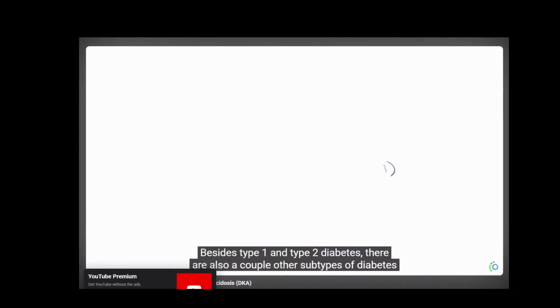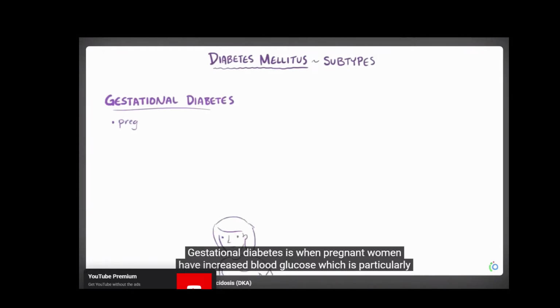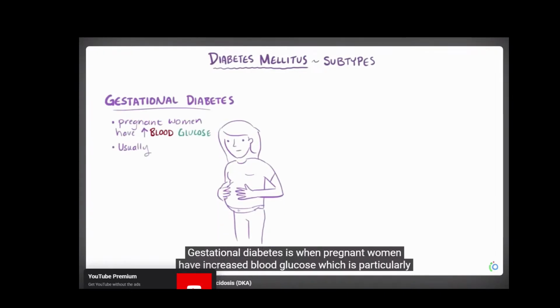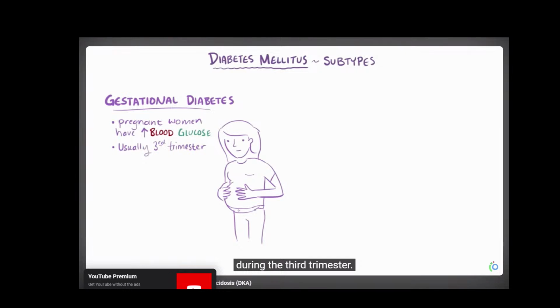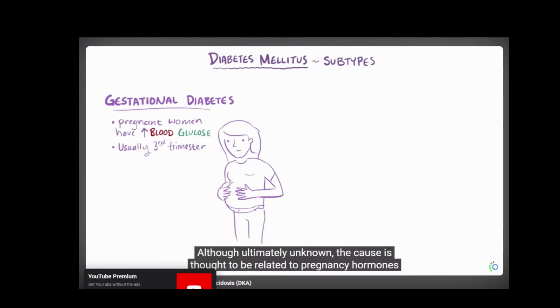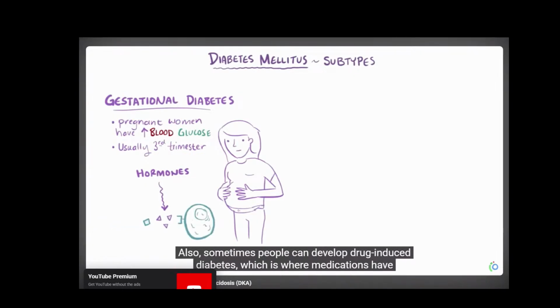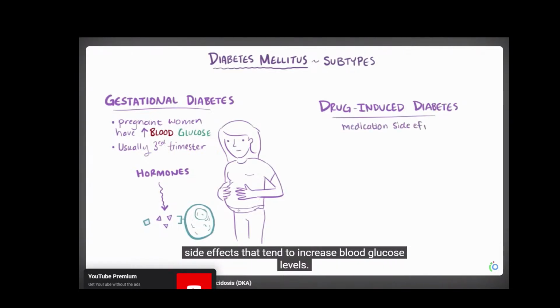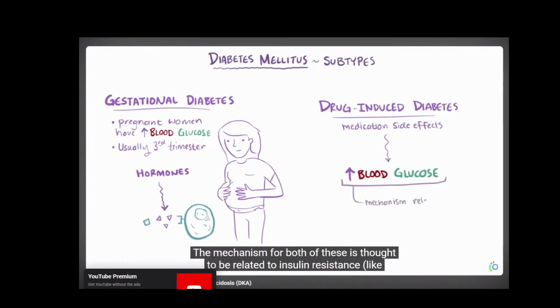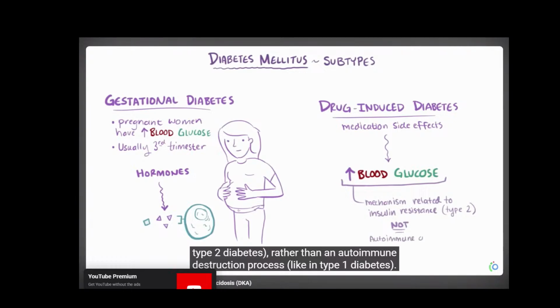Besides type 1 and type 2 diabetes, there are also a couple other subtypes of diabetes mellitus. Gestational diabetes is when pregnant women have increased blood glucose, which is particularly during the third trimester. Although ultimately unknown, the cause is thought to be related to pregnancy hormones that interfere with insulin's action on insulin receptors. Also, sometimes people can develop drug-induced diabetes, which is where medications have side effects that tend to increase blood glucose levels. The mechanism for both of these is thought to be related to insulin resistance, like type 2 diabetes, rather than an autoimmune destruction process like in type 1 diabetes.